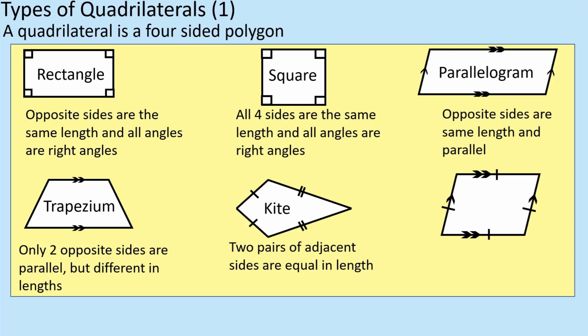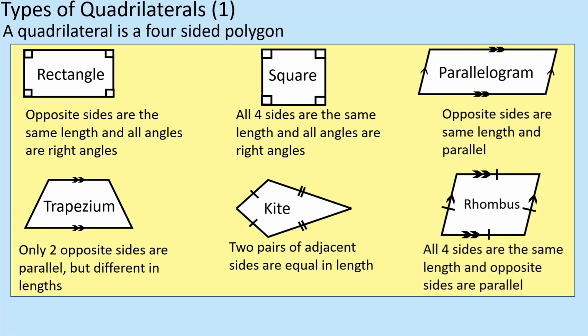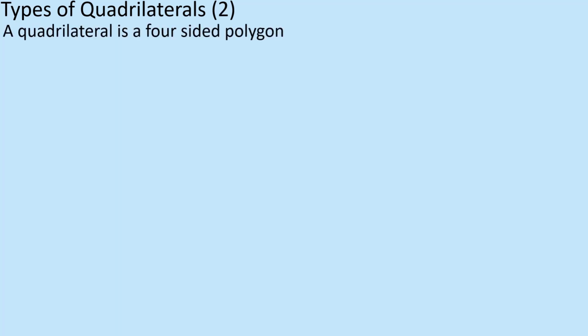And then you have over here where all the sides are the same length, and you have two sets of parallel sides. This is effectively a square which is toppled over, which is classed as a rhombus. So all four sides are the same length, and opposite sides are parallel, so that's classed as a rhombus. So they're the types of quadrilaterals.